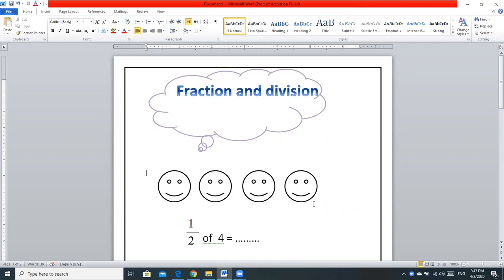Today our lesson is about fraction and division. What's meant by fraction and division? I'm going to give you a small example to know what's meant by fraction and division together.